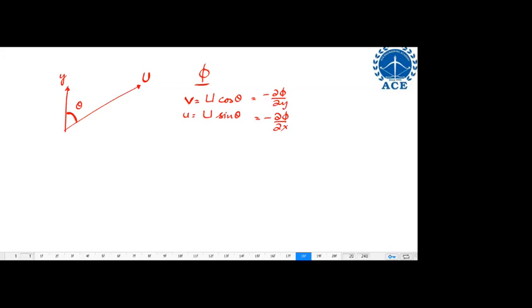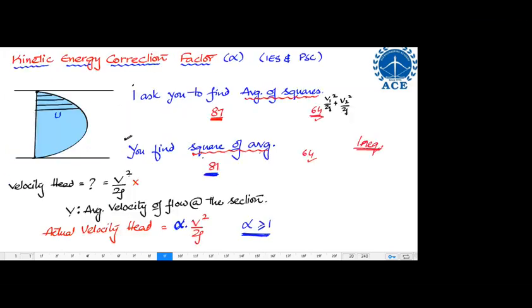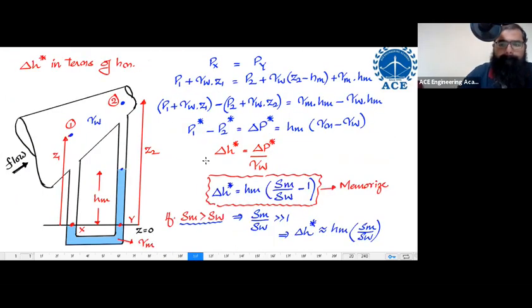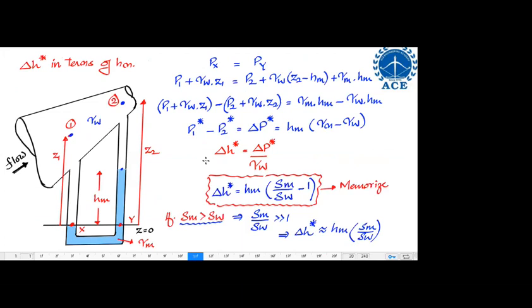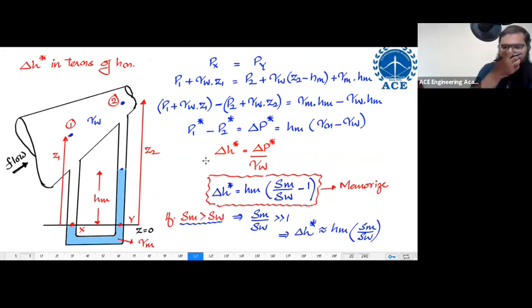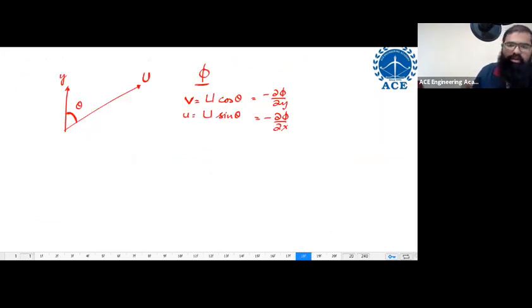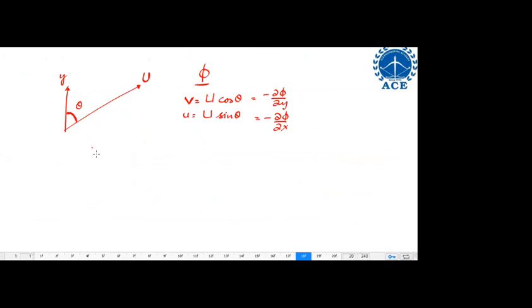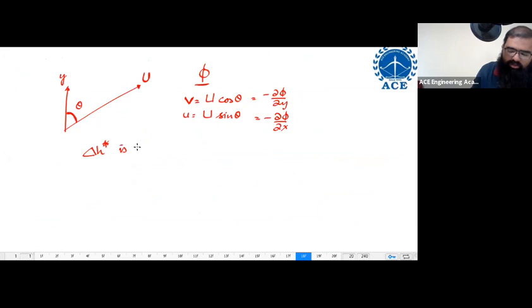So you have derived the equation for delta H star in terms of HCM, right, sir? What is the delta H star, sir? What is its significance? That significance will come later. Delta H star basically represents the difference in piezometric head at this point and this point. These two points are going to have different piezometric heads. Many people have asked this question, so let me clear it now. Why is delta H star important? Delta H star is important for finding velocity.